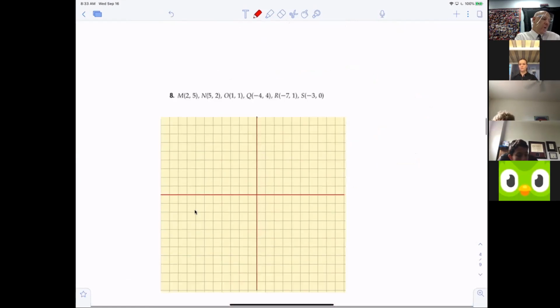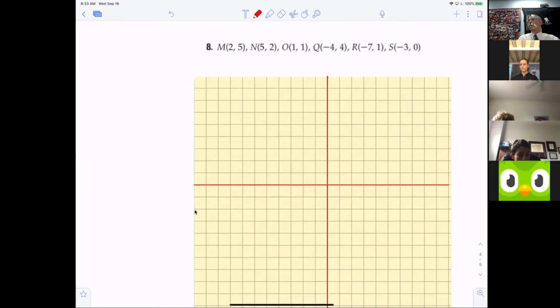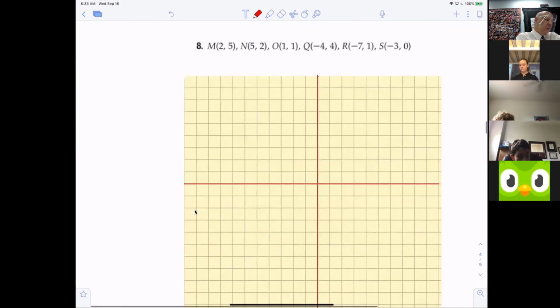Question number 8, I'm sorry. We're now going to try to prove these triangles are congruent. All right, this is kind of annoying, so here we go. I need everybody to plot 2, 5. Everybody's got to do that. And then 5, 2. Right, everybody's got to do that.